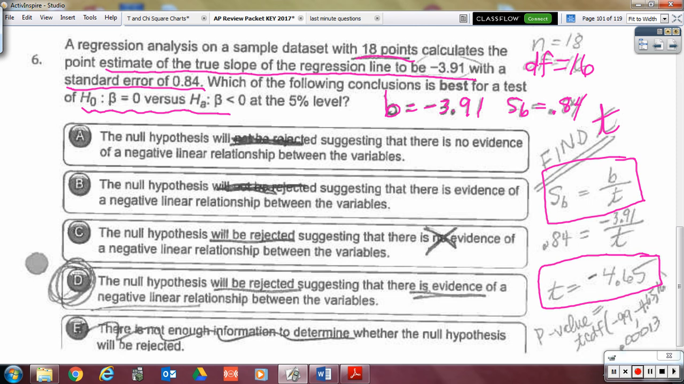So that means my sample is way down there, way down low. And so I tcdf'd from negative 99 to negative 4.65, comma, 16 degrees of freedom, and I got a very small p-value. 0.00013 is my p-value. So, multi-step problem. Find your t-score and then tcdf to get the p-value so you can decide if you reject or fail to reject.